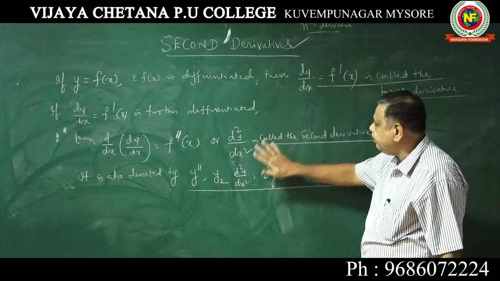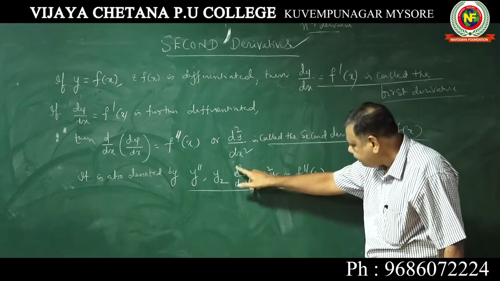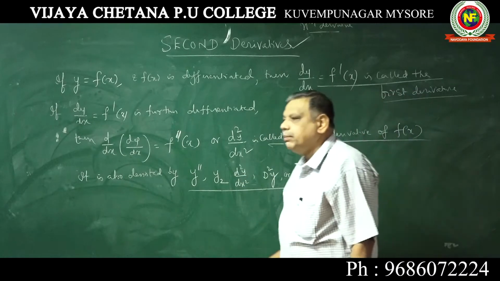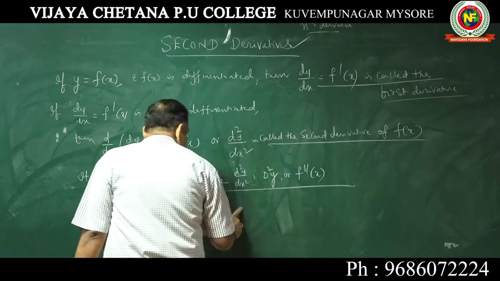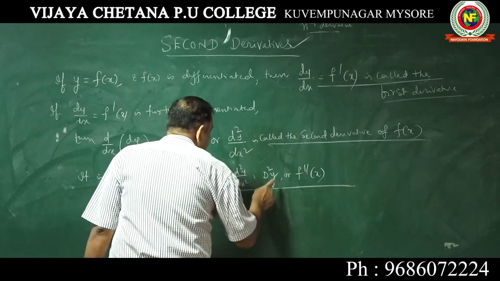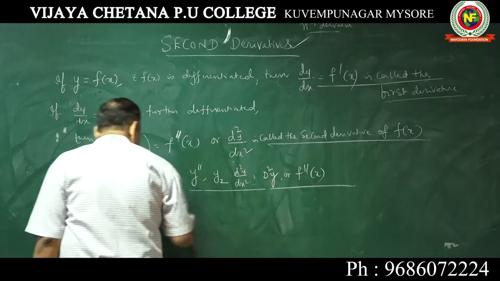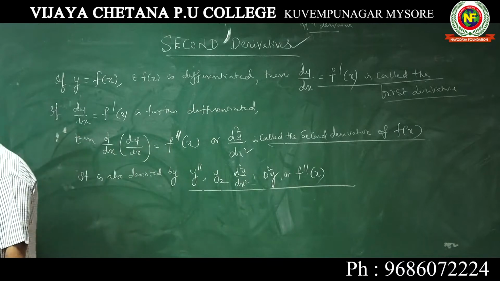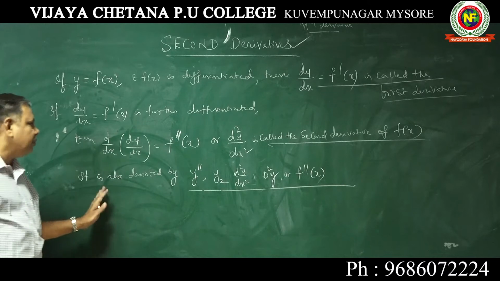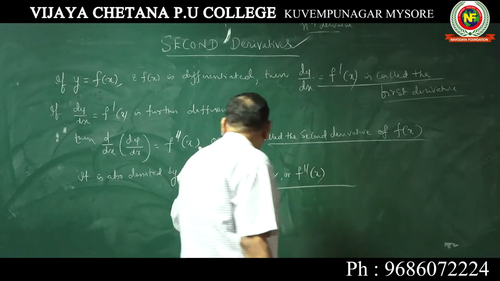Suppose they ask dy by dx, d square y over dx square, use that. Suppose in the problem it is given y1, y2 like that, use this. Whichever one they have asked in the problem, you use that. So this is called the second derivative.